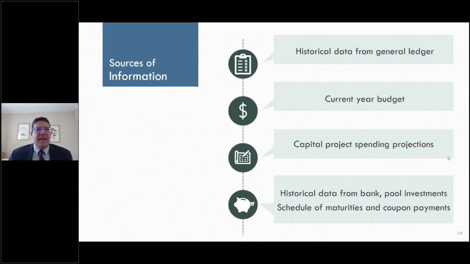In terms of that, also look at capital project spending projections, and then go back and revisit them over and over. Have a lot of communication with your public works. You can also use historical data from your bank, any pooled investments, your schedules of maturities, if you manage them yourself, if you've got a manager managing them for you, or if they're sitting in a pool. All these things will inform you. It may give you some patterns.